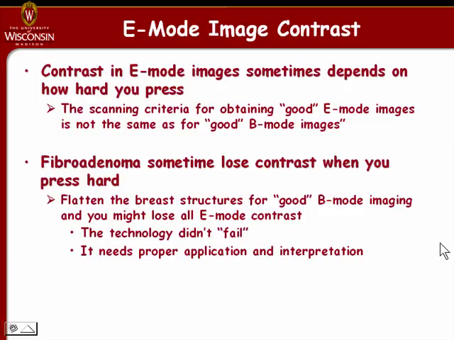So one of the things that we know also is that the contrast in an E-mode image can sometimes depend on how hard you press. In fact, you can press hard enough, particularly on fibroadenomas, to make the contrast completely go away. You can still see the lesion in B-mode, but you see a high-quality elasticity image with no contrast. And it doesn't mean that the technology has failed. It simply means that the method of applying the technology and the interpretation of the information may need to be adjusted. Again, typically high-quality strain images are obtained with minimal surface pressure, minimal pre-compression.